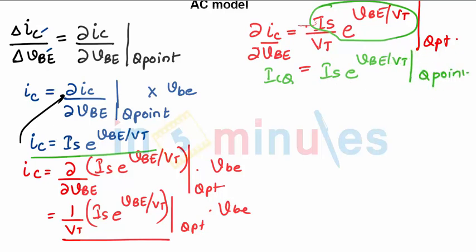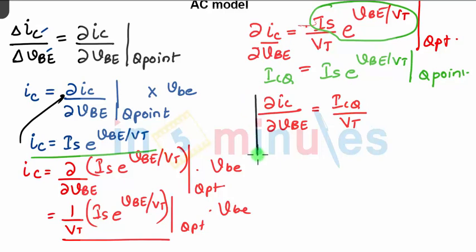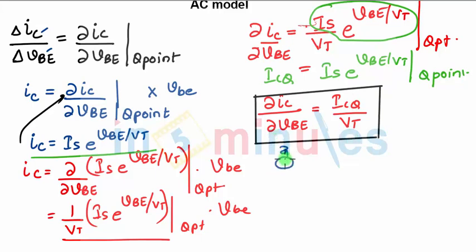So what I can say? The total equation, change in IC with respect to change in Vbe, is nothing but ICQ upon Vt. So you got the relation as ICQ upon Vt. Now ICQ upon Vt, it is current upon voltage, so we can write it as Gm equals to ICQ upon Vt. Now Gm is nothing but the transconductance.